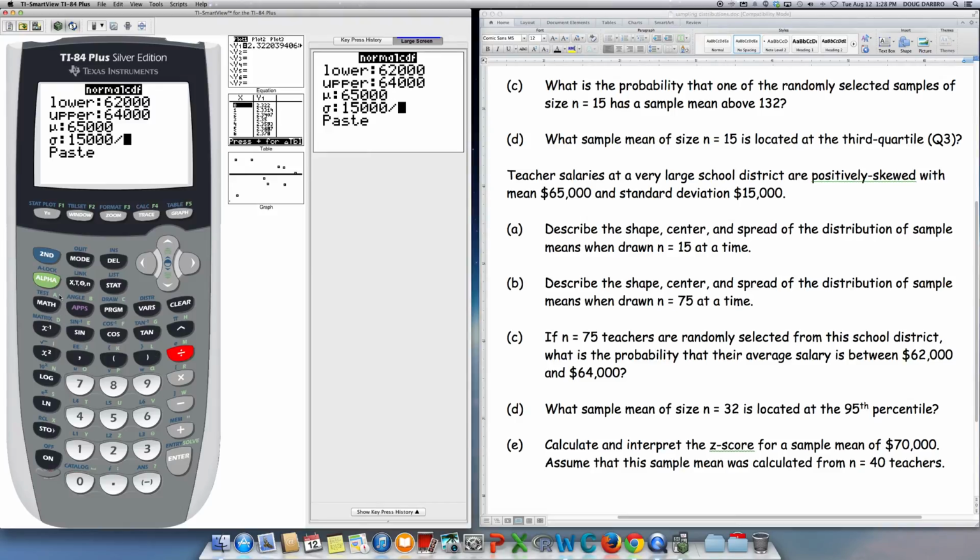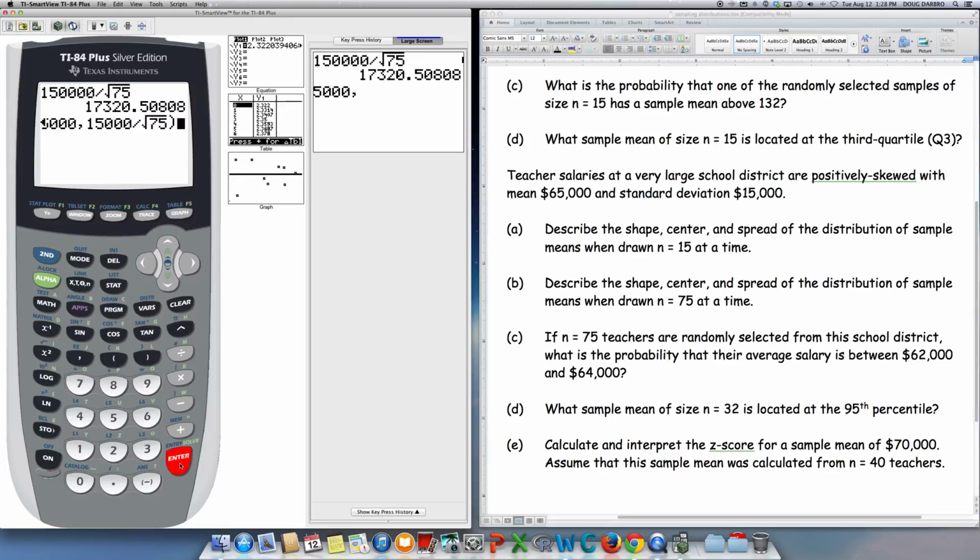Students will always want to stop there, so stay on them. Remember, we got a sample size of 75, so we have to account for that. So the probability would be 0.2402. All right, part D, what's sample mean of size 32? So we're still above the threshold of 30, so we can work the problem. What's sample mean of size 32 is located at the 95th percentile.